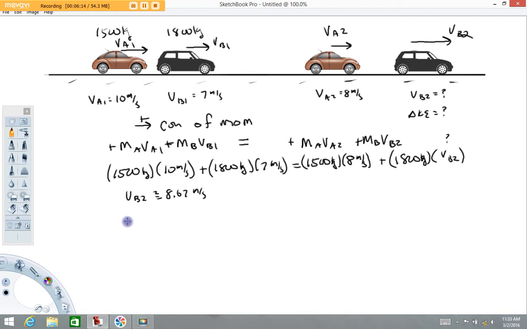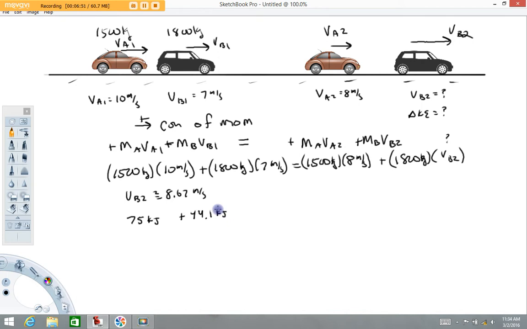So I got 75,000. I'm going to just write 75 kilojoules for that, all right? And I got that by taking 1/2 m times v squared. So 1/2 times 1,500 times 10 squared is where that came from. I'm going to write it in units of kilojoules just to make it a little shorter to write. Then the next term is going to be 1/2 times 1,800 times 7 squared. Okay, and I got 44.1 kilojoules. That came from 1/2 times 1,800 times 7 squared, and again I wrote it in units of kilojoules.